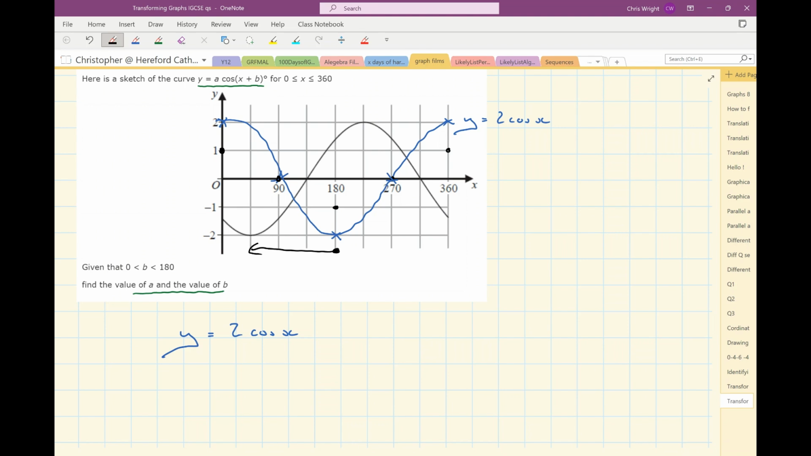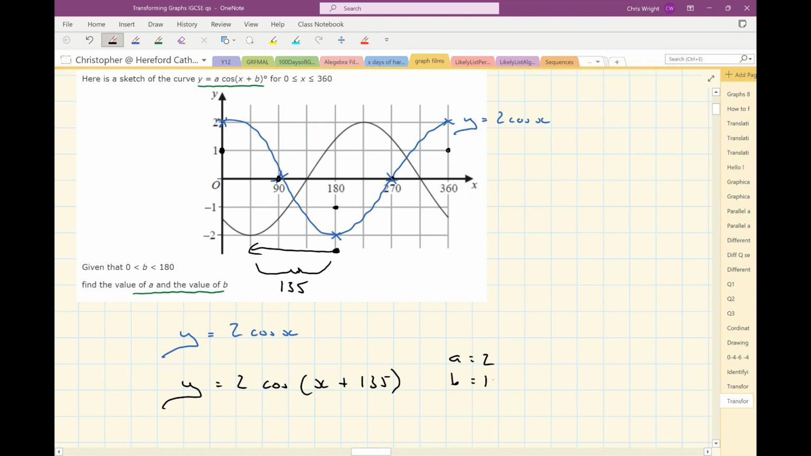So how am I going to achieve that? How am I going to translate the blue curve 3 squares to the left? Well, first of all, how many units is 3 squares? It's 3 times 45, isn't it? It's 135 units to the left. So it's going to be y equals 2 cos of, not x anymore, but (x plus 135). So I reckon that a is 2 and b is 135. And let's just check. It tells us that b has to be between 0 and 180, and it is. So there's my solution to that.